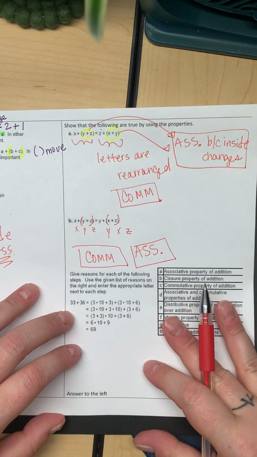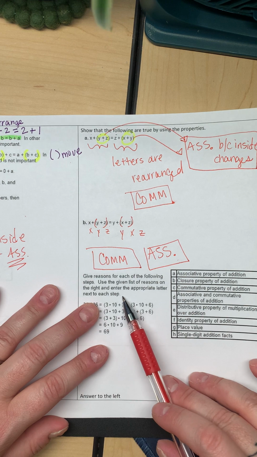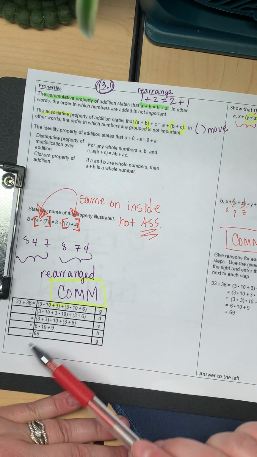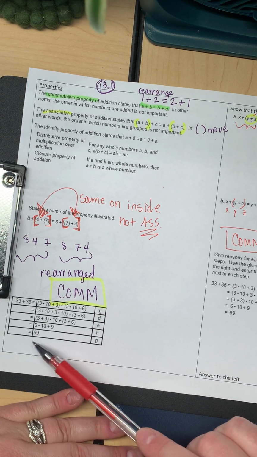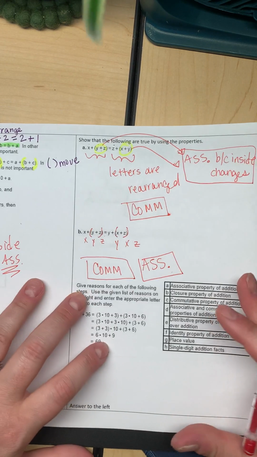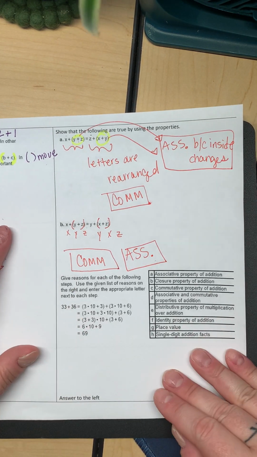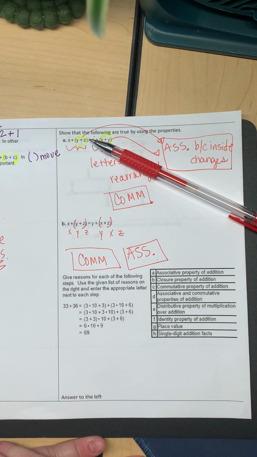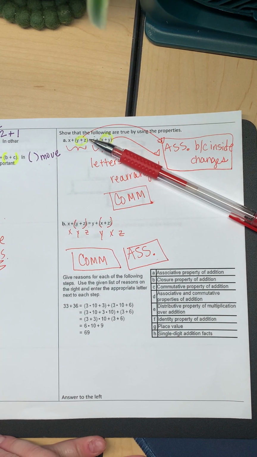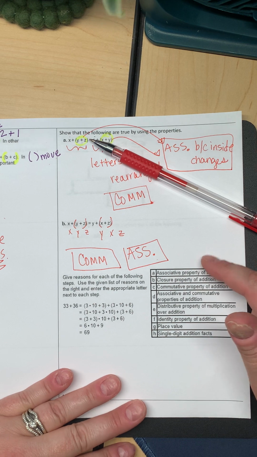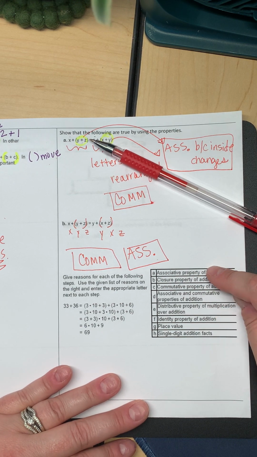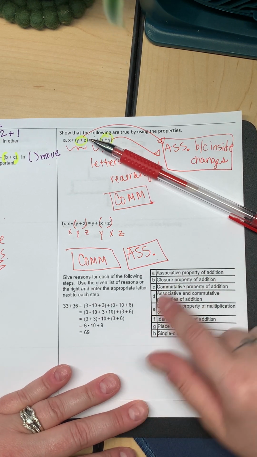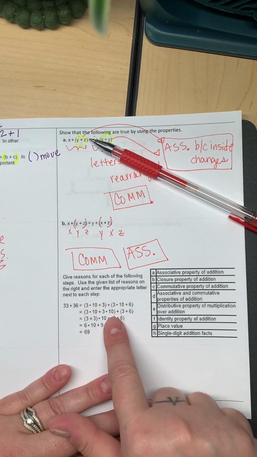Okay, let's look at this next sucker. The answer is actually over here on the left. So if we get confused, we can just look over here on the left. Okay, it says, give reasons for each of the following steps. Use the given list of reasons on the right and enter the appropriate letter next to each step. So these are a bunch of rules, and we have to decide which one of these rules applies to which line of math.